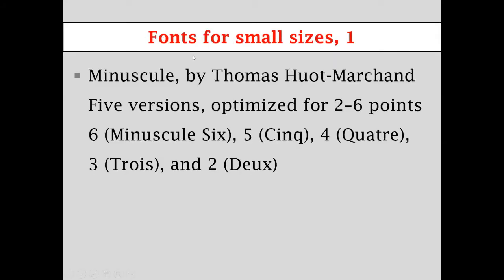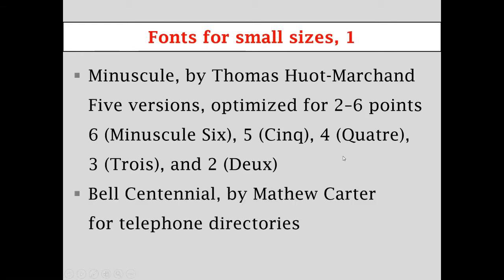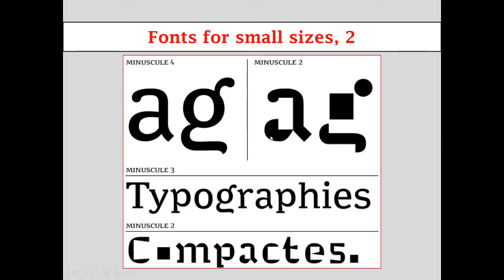So small sizes, for instance: there have been fonts developed for very small sizes. Imagine 2-point and 3-point. It looks really very weird. Or Bell Centennial, which Matthew Carter designed for telephone books, where space is again a constraint and it's going to be printed on rough paper and so on. So the font has to take care of all these elements. So minuscule, you see, if you magnify them, the letters really look weird, but they were not designed to be magnified. They were meant to be read at 2 points and 3 points.